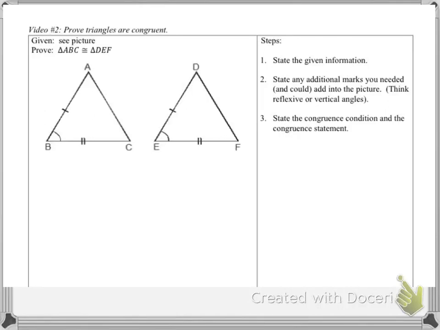Okay, here's video number 2 to accompany the worksheet for triangle congruence, also located on Schoology for you guys. After you go through the video, make sure that you work on the You Try section.